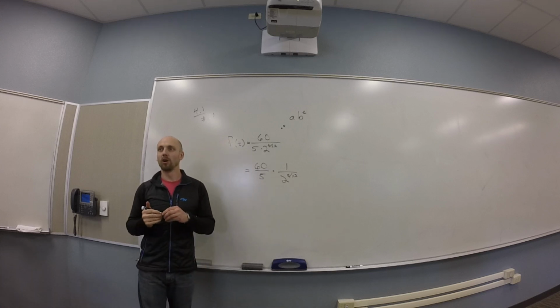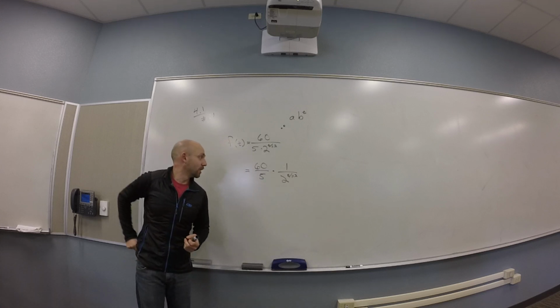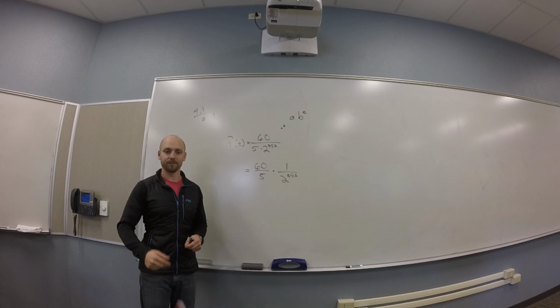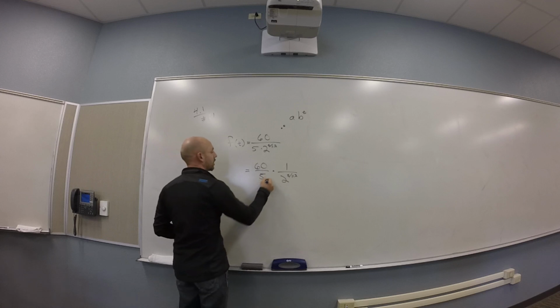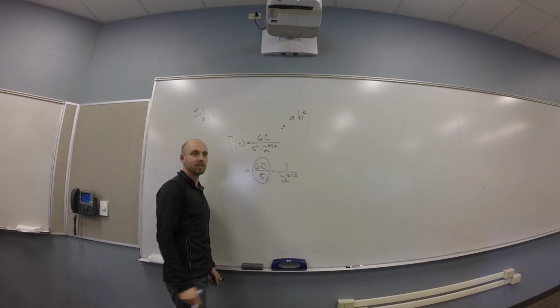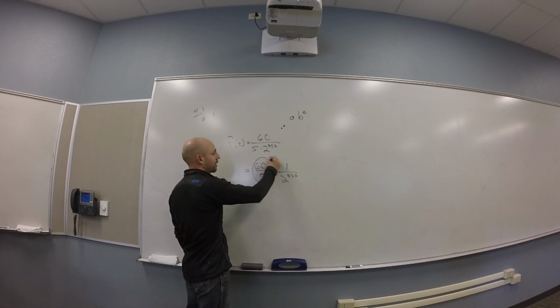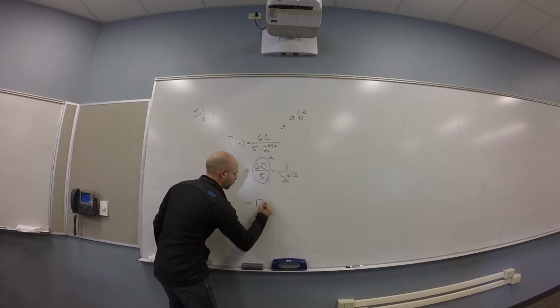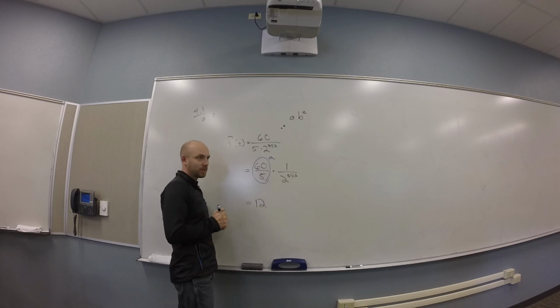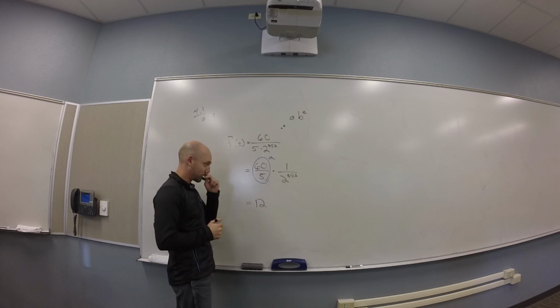Cool? So, firsties first, what's easy now? 60 over 5 reduces, and this thing here is going to be your a, right? You guys all see that? Okay, so let's reduce that. You get 12. So your a is 12. What else should I do here?